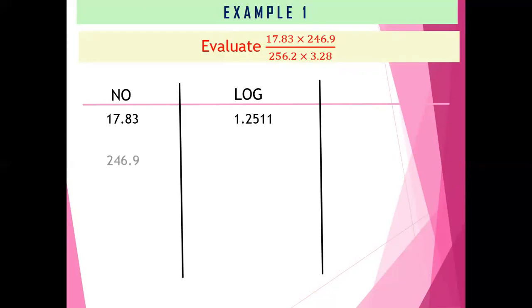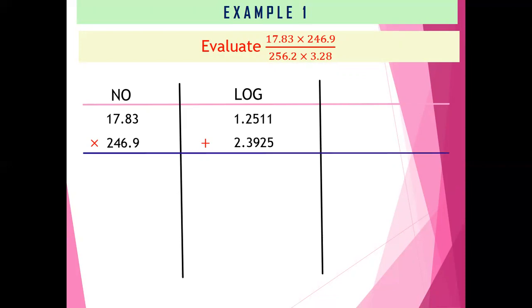Then we bring in 246.9. Our characteristic here will be 2. If we put that in standard form, it will be 2. Then we check 24 under 6, difference 9. That would give us 3925. Now, like we said, multiplication changes to addition when you find the logarithms. Please take note of that. So when we add this together, we should have our numerator as 3.6436. Okay? We should have 3.6436.